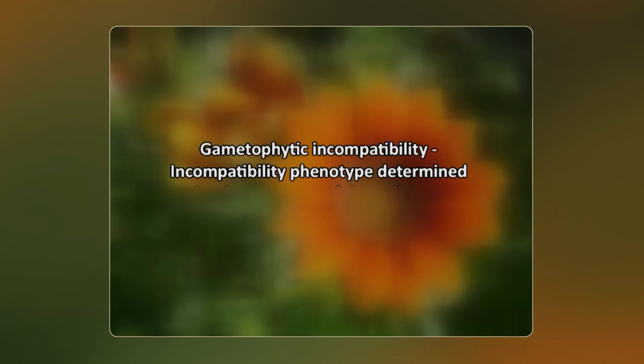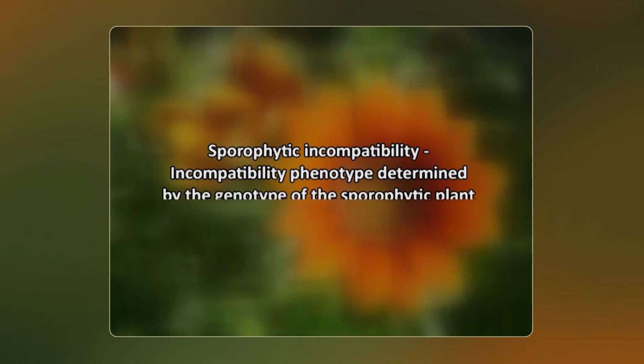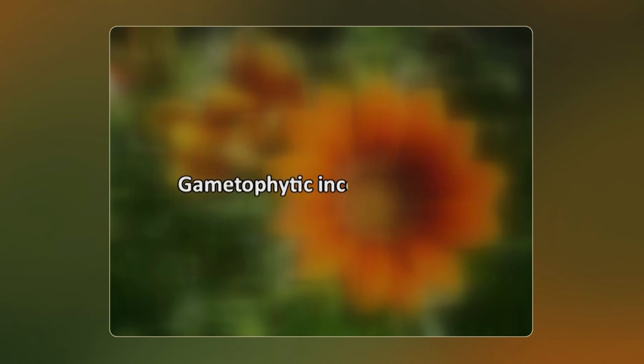In gametophytic incompatibility, the incompatibility phenotype is determined by the genotype of the pollen or gametophyte itself, while in sporophytic incompatibility, the incompatibility process is controlled or determined by the genotype of the sporophytic plant from which the pollen is derived. Let us first talk about the gametophytic incompatibility.